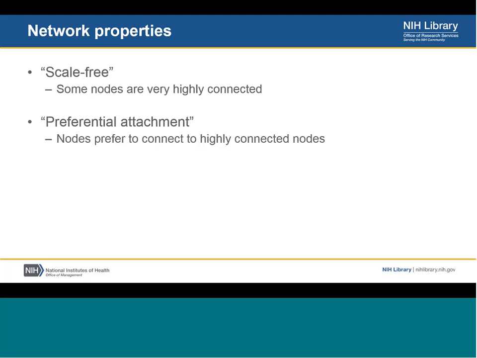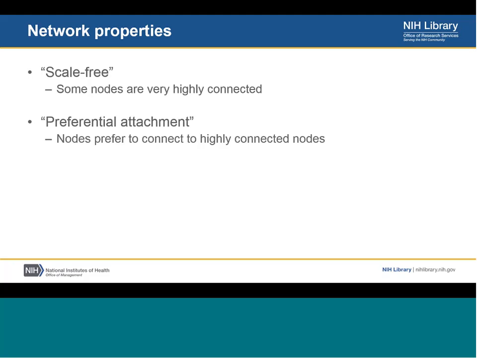And so this preferential attachment leads to that scale-free property, where it leads to certain authors or certain nodes in the network becoming very, very highly connected and then becoming more highly connected over time.